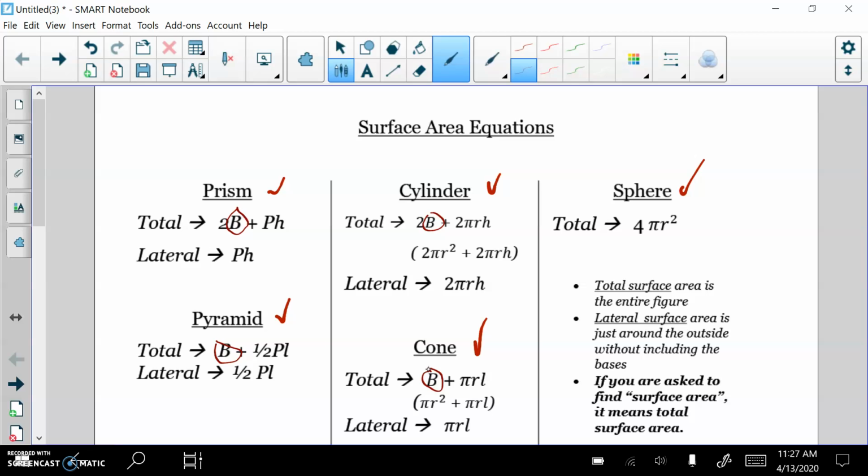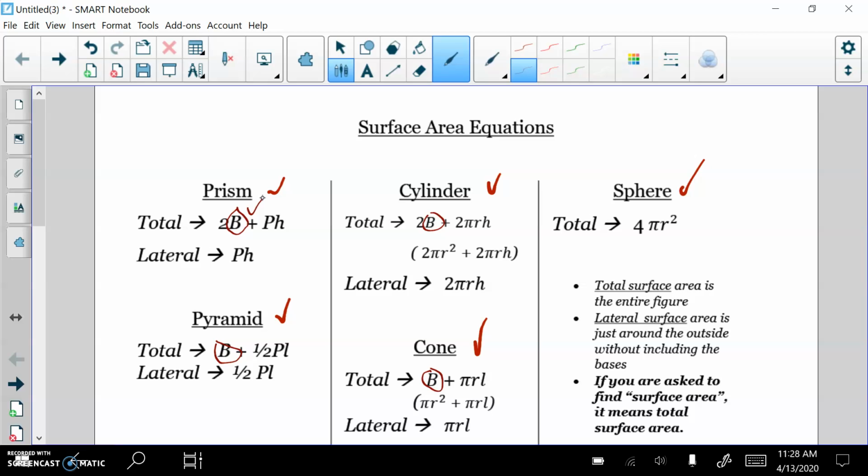Now, the reason why big B is important for prism and pyramid is because a prism and a pyramid could have any number of different bases. You could have a rectangular based prism, a square based pyramid, but you can also have triangular based prisms, pentagonal based prisms, any gon based prisms. So they use a generic letter B for the area of whatever the base is.